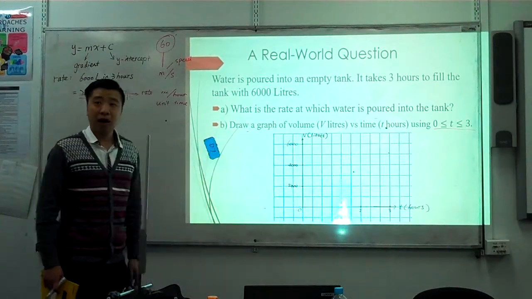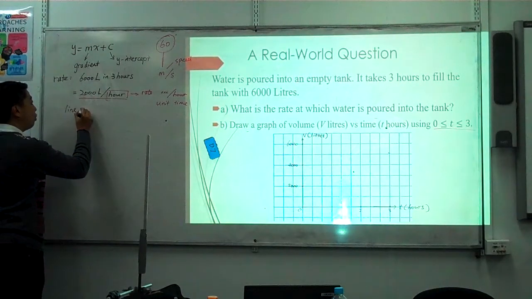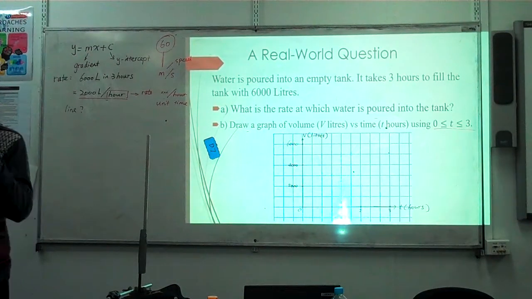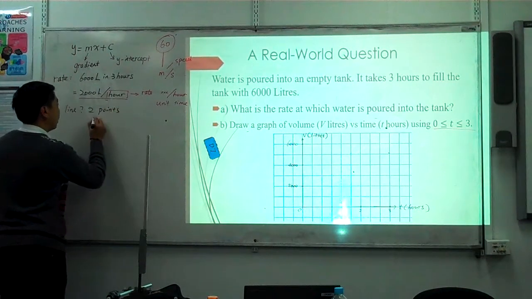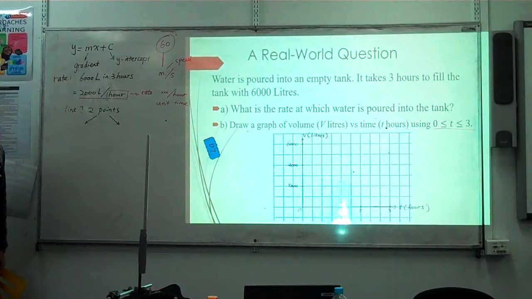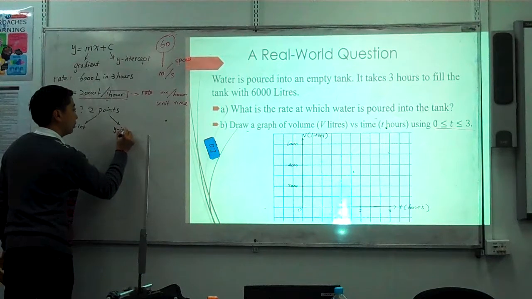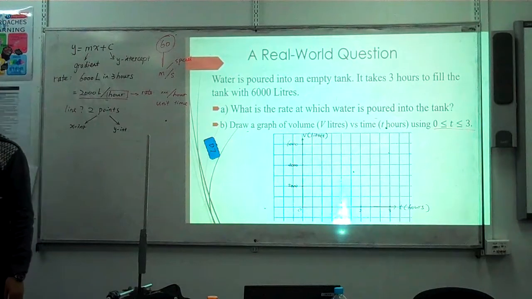If I need to draw the graph, all right. If I need to draw the line, what do I need? Coordinates, very good. How many coordinates? 2 points. Now, what are the 2 points we normally use? X-intercept and Y-intercept. Good. Okay, now I would like everyone to find the X-intercept and the Y-intercept for this.